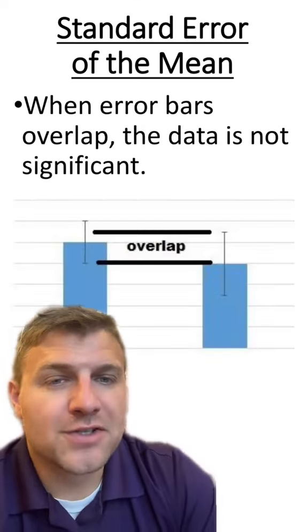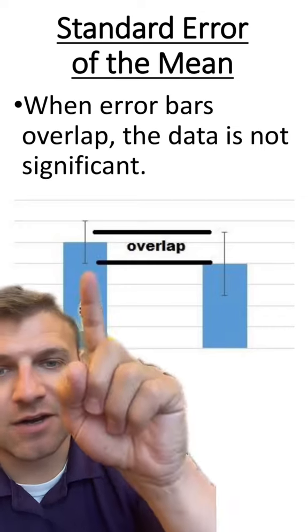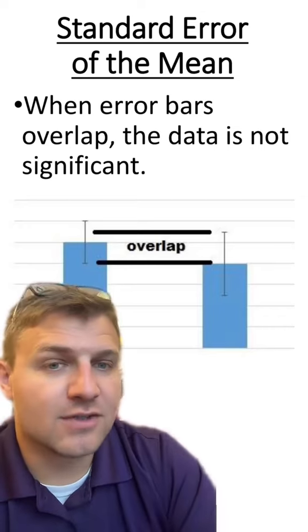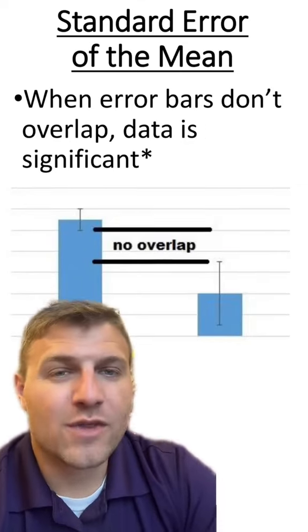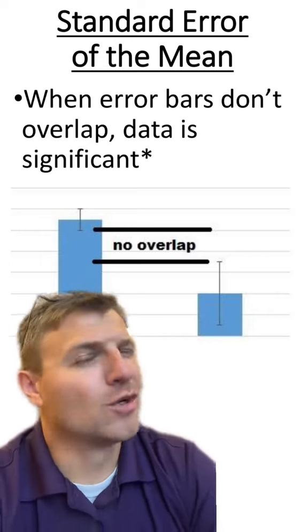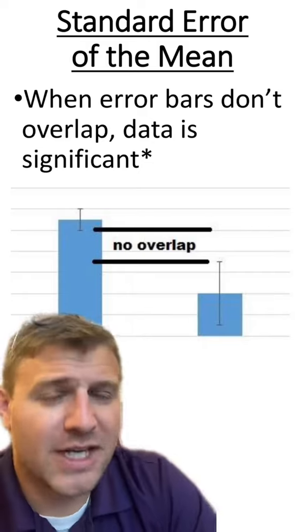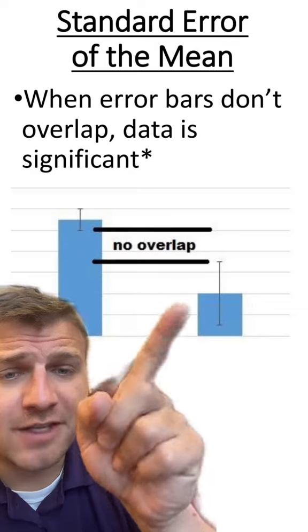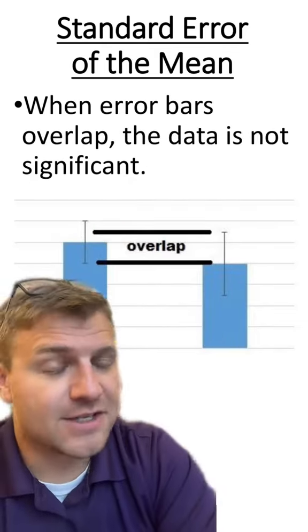Typically, when error bars overlap, we say that the data is not significant. We can see that these error bars are overlapping, so these two data points or these two averages are not significant from each other. When the error bars don't overlap, we can say the data is significant to a point. There's an asterisk there, which means there's a lot that can go on with this data. But again, basically when you see no overlap of these error bars, the data is significant. When there is overlap, the data is not significant.